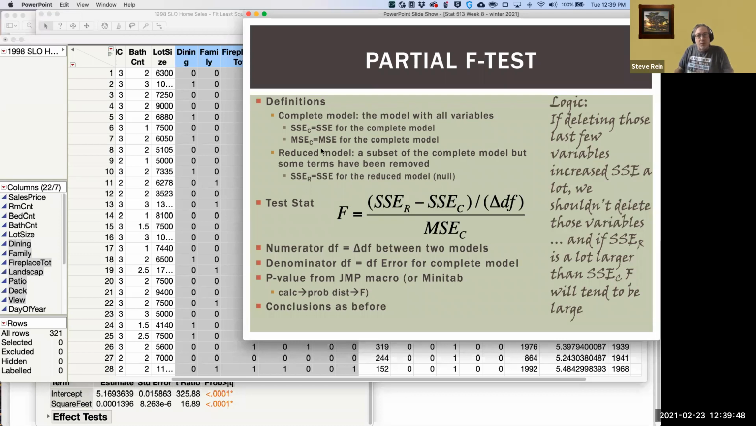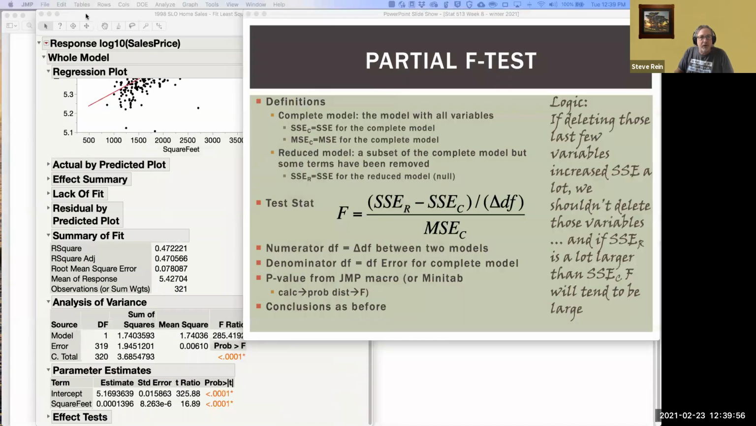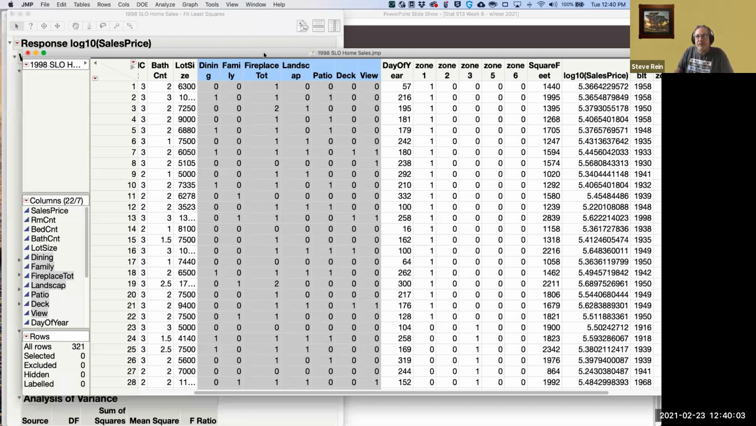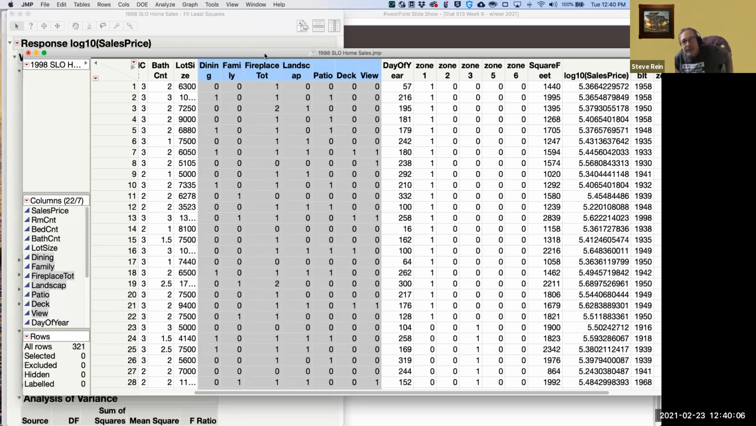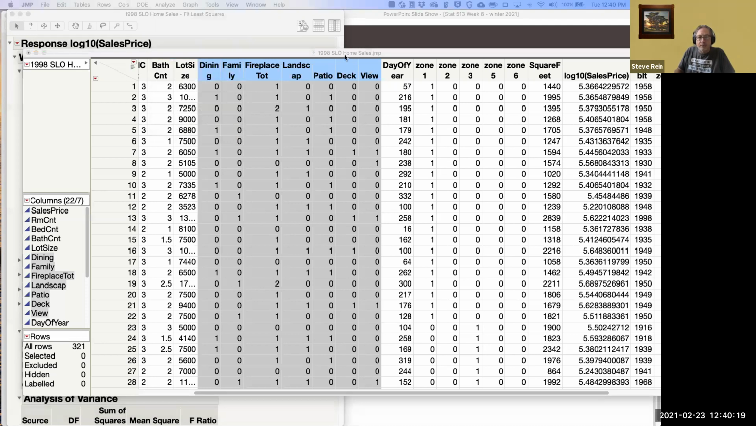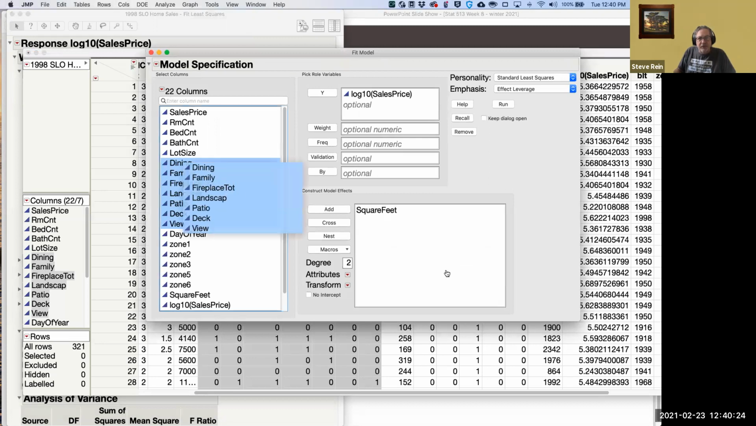Okay, so let's go ahead and try the model both ways. I've got my model with just the one variable, sales price. Now I'm going to adjust my model by increasing it, making it a complete model by adding in these 1, 2, 3, 4, 5, 6, 7 additional terms. So under Analyze, Fit Model, I'm now going to recall that and then add in those additional 7 terms.